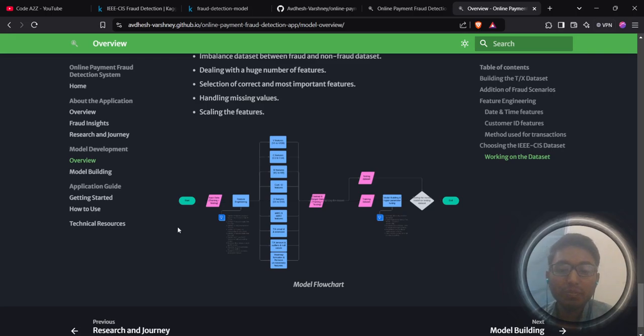To wrap it up, the online payment fraud detection model is my attempt to solve a real world problem using machine learning, and I hope this inspires you to explore similar challenges and build your own solutions.